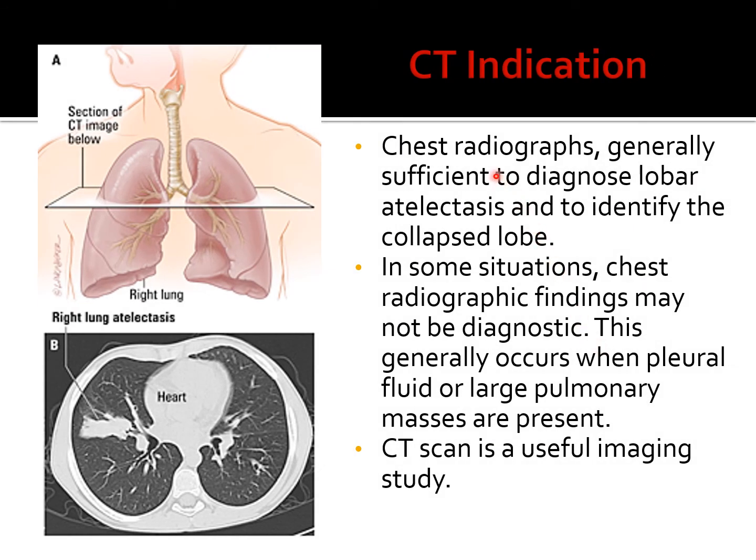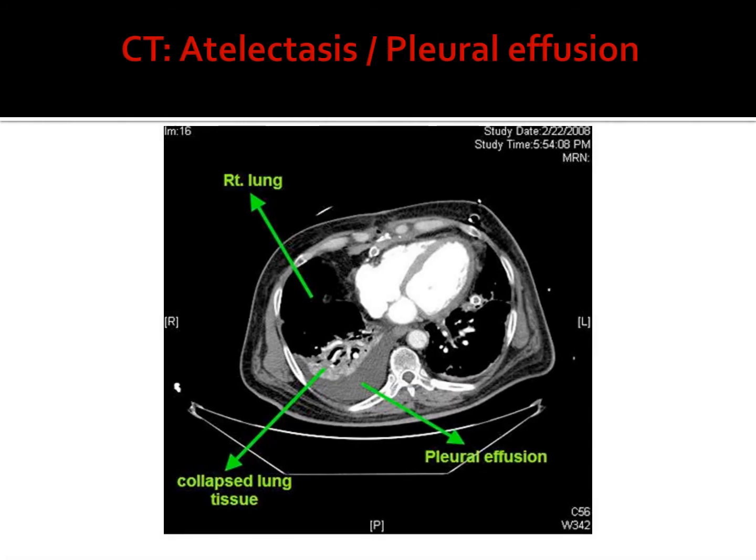CT indication: chest radiographs are generally sufficient to diagnose lobar atelectasis and to identify the collapsed lobe. In some situations, chest radiograph findings may not be diagnostic. This generally occurs when pleural fluid or large pulmonary masses are present. CT scan is a useful imaging study. You can see here the right lung filled with atelectasis secondary to massive pleural effusion on the right side.